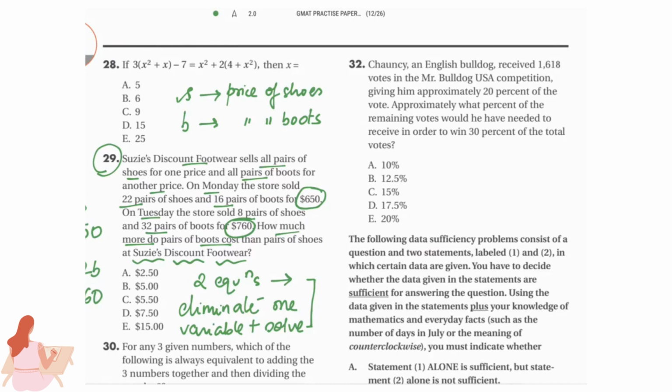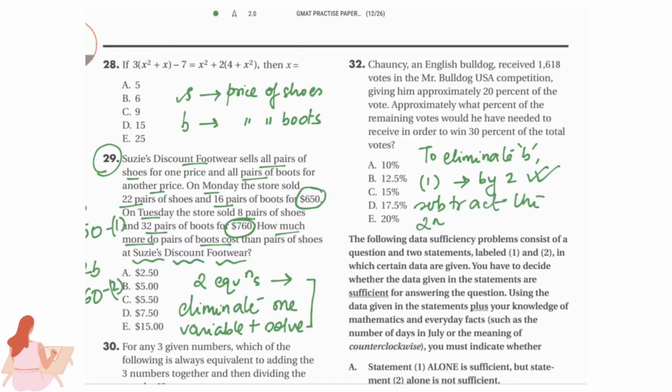You can do anything you want to. So to eliminate b, if I mark this as the first equation and this as the second equation, I'll multiply the first equation on both sides by a factor of 2 and then subtract the second equation from the modified first equation. So you will get 44s, this is the first equation, plus 32.